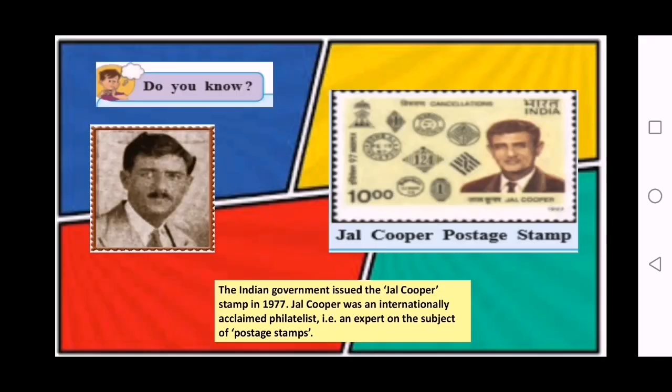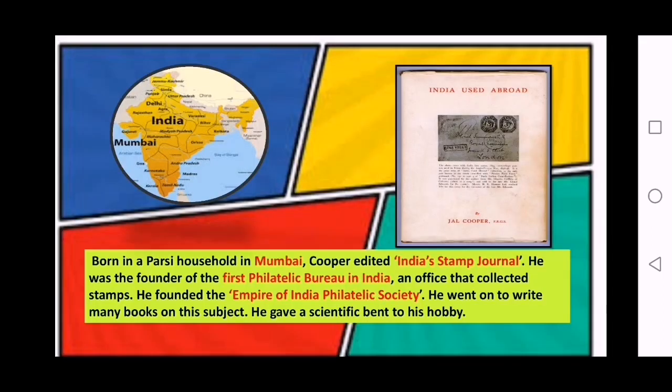Next, under the column of your textbook, do you know that column? That is about Jal Cooper. The Indian government issued a Jal Cooper stamp in which year? 1977. Jal Cooper was an internationally acclaimed philatelist. Philatelist, your meaning is given, an expert on the subject of postage stamps. Next, where was he born? In a Parsi household in Mumbai. Cooper edited India's Stamp Journal.